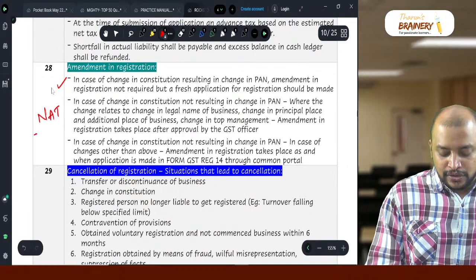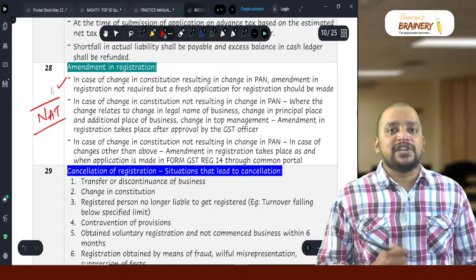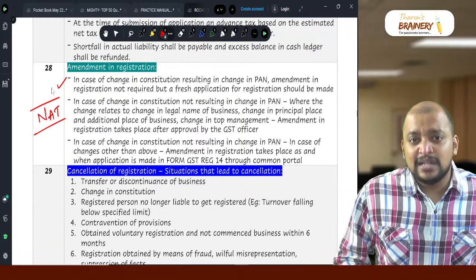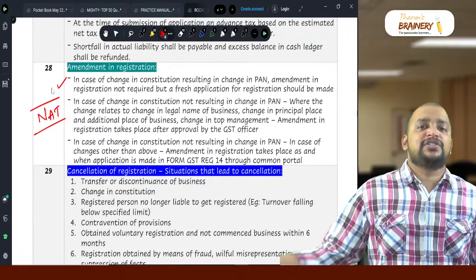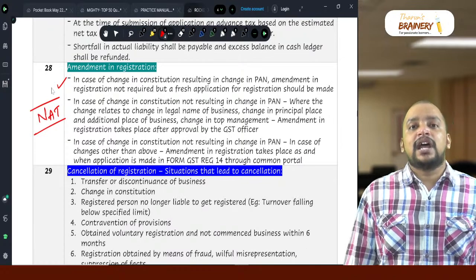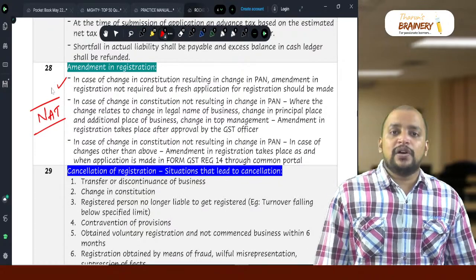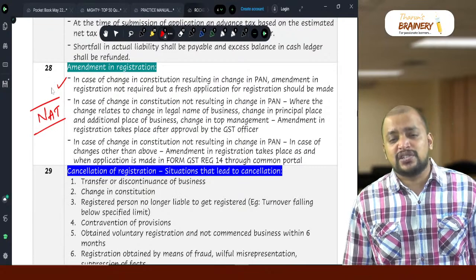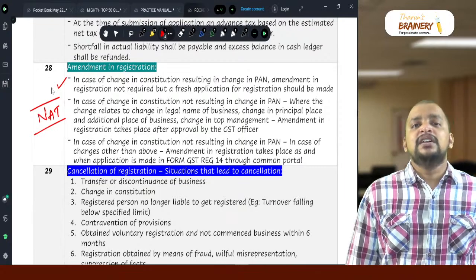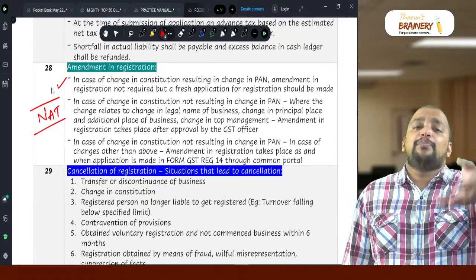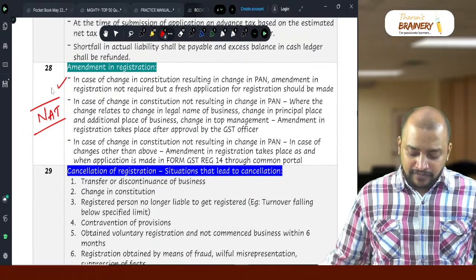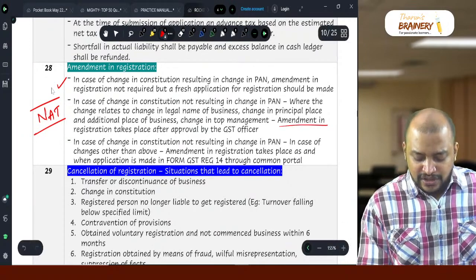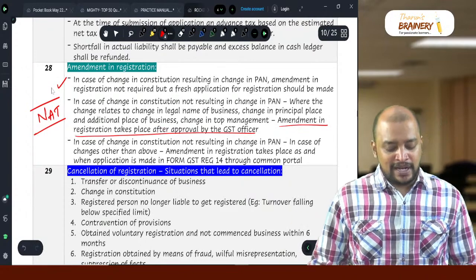Okay, so NAT, so N for change in name, A for change in address, address can be principal place or additional place, and T for top management. Okay, so N for change in name, A for change in address, and change in top management. So then amendment will be approved by the officer. Okay, so amendment in registration takes place only after approval by the officer.